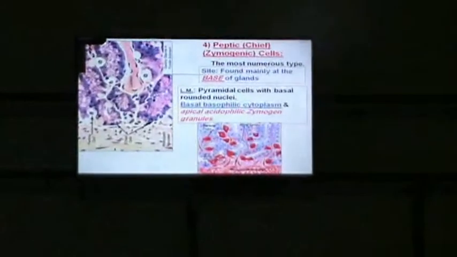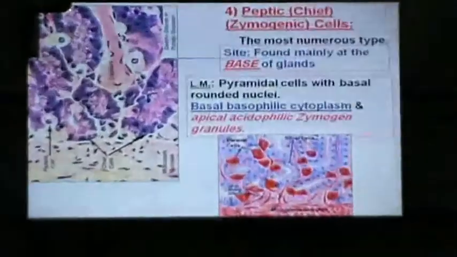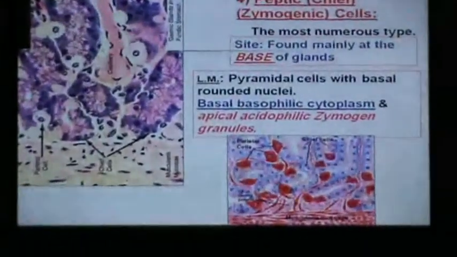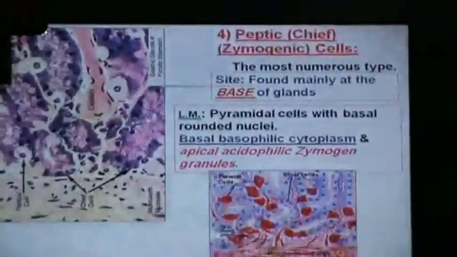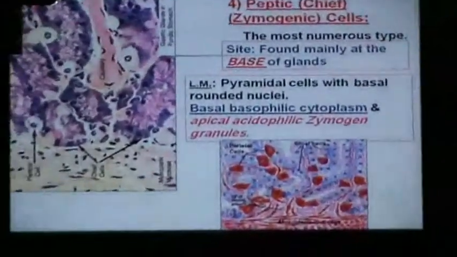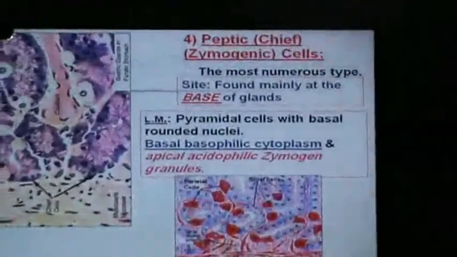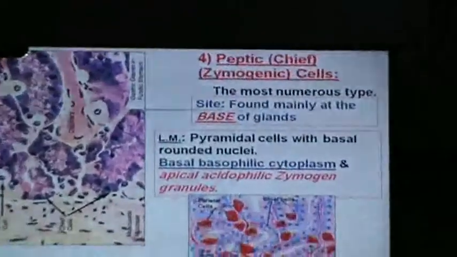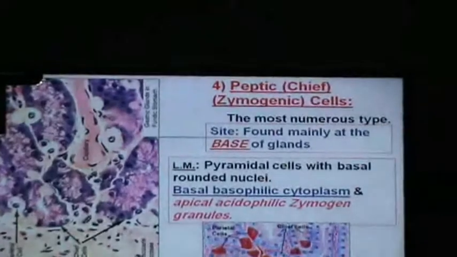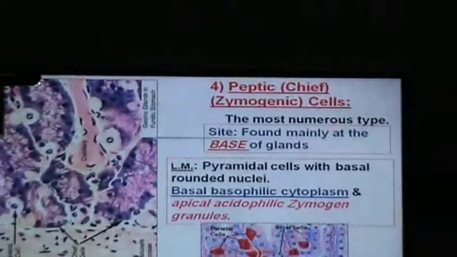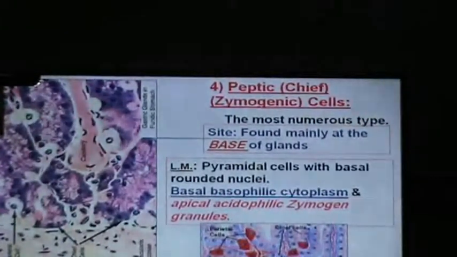These are the chief cells, the peptic cells. The peptic cells or chief cells, like the pancreatic acinar cells and the serous cells of the parotid gland, are four cell types in the digestive system which have the same histological appearance.